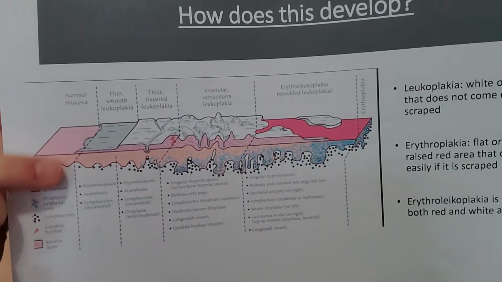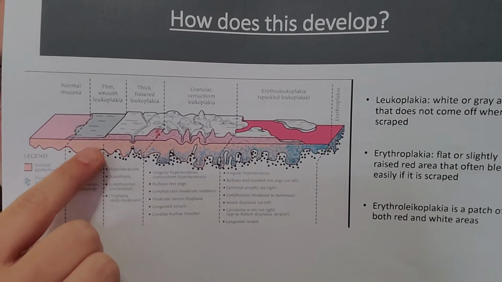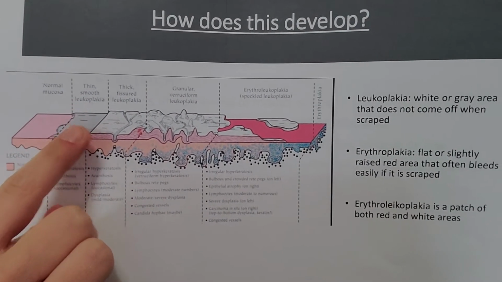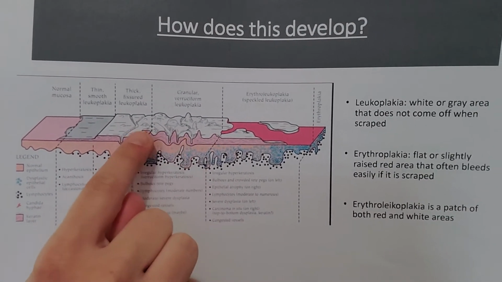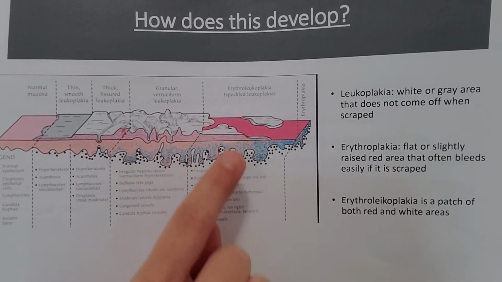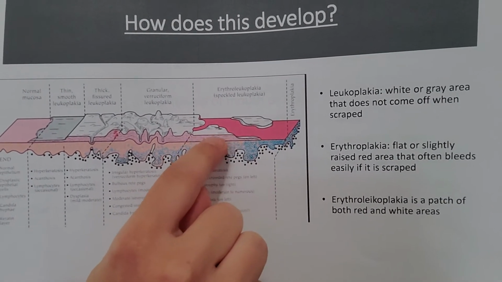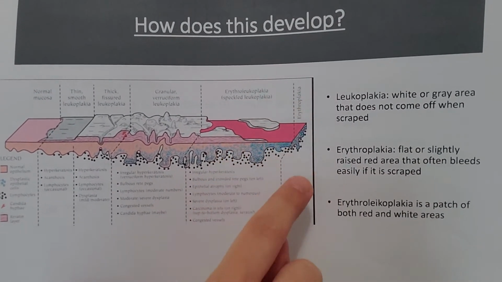So how does it develop, right? Well, first you start off with just a normal mucosa, and as things progress, it gets to a white or gray patching, which is that leukoplakia that I showed you. And then as things start to progress a little further, it gets thicker and more fissured, as you can see here and here. And then it goes to what's called erythroleukoplakia, and that's a mixture of both the red and white patching. As things progress a little further and the cells mutate more, it turns into just erythroplakia. So if you notice any patching or anything like that inside your mouth, be sure to notify your dentist.